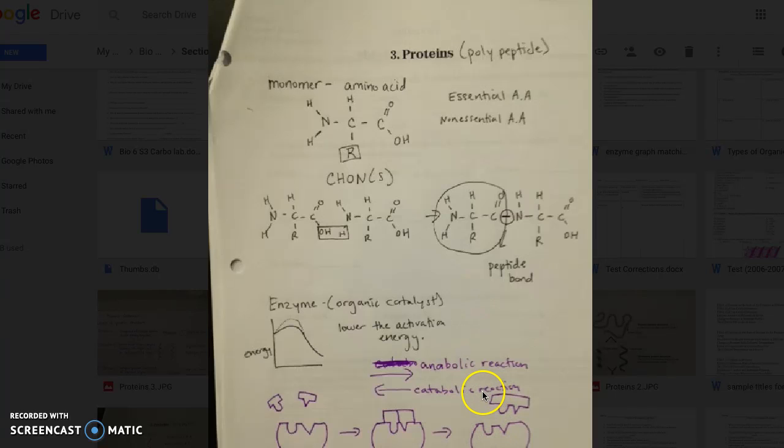If you reverse this process, a catabolic reaction is if you start with sucrose and use an enzyme to break it down into its individual monomers, which would be glucose and fructose again. So sometimes you want to break things down. If you need the energy out of it, you'll break it down. If you want to store the energy, you're going to store it in a larger molecule.